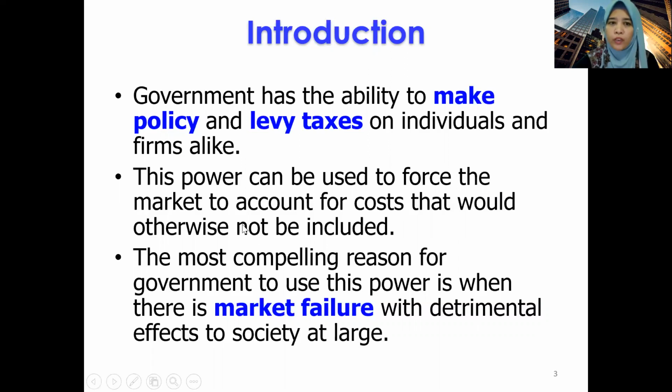This power can be used to force the market to account for costs that would otherwise not be included, like I said before, the negative externalities. It's a way for the government to internalize the cost from the private transaction. The most compelling reason for government to use this power is when there is market failure with detrimental effects to society at large, especially negative externalities like pollution, congestion, things like that. All the major negative externalities that we see daily in cities.